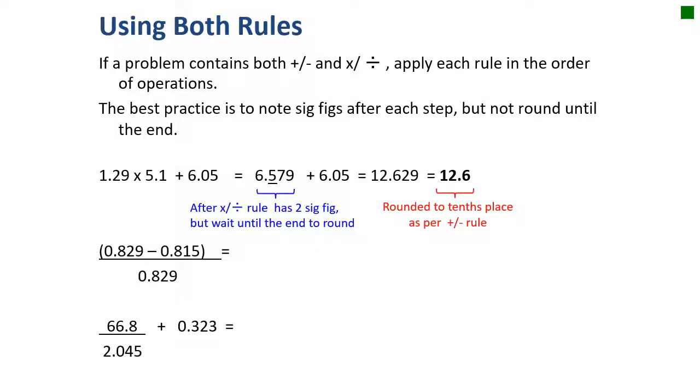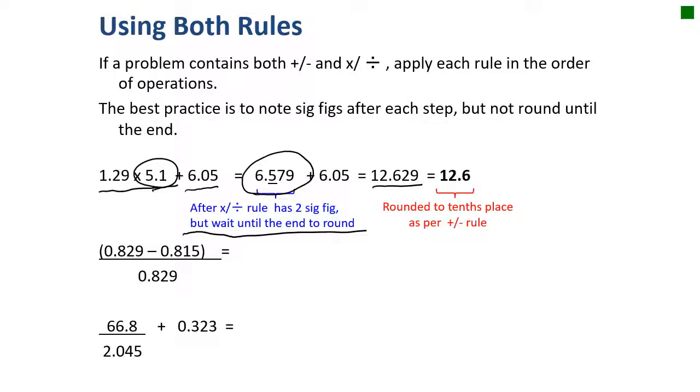Now, sometimes we are going to have to use both rules, which means we're going to have rounding and we're going to have to be careful. So, for example, if I take 1.29 times 5.1 and I look at this, I'm going to get 6.579. If I add that to 6.05, I am tempted to use that as an answer, but let's be careful. 1.29 times 5.1 is going to give us 2 sig figs right here. When I look at this, I'm going to have 6.579. Now, the rule here is we are going to wait until the end until we round.